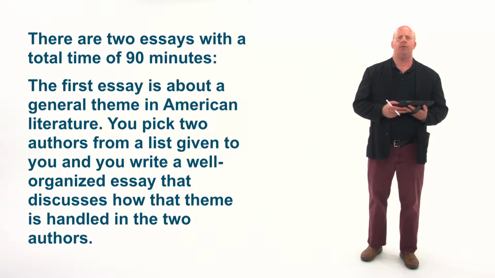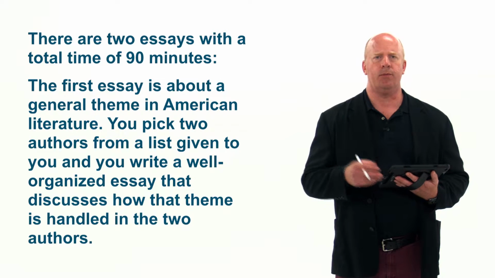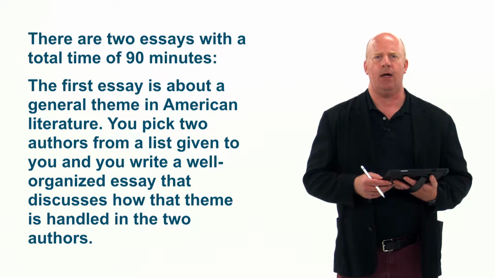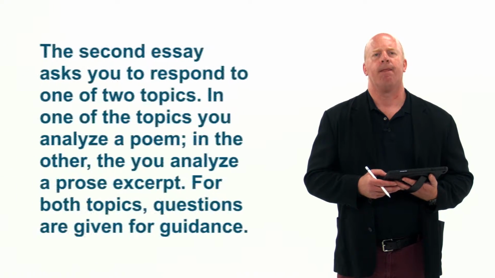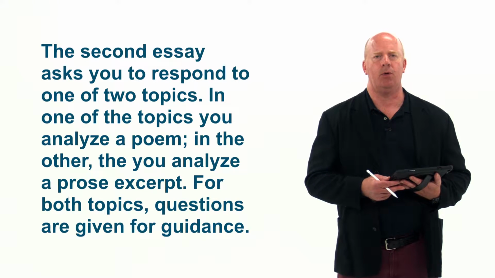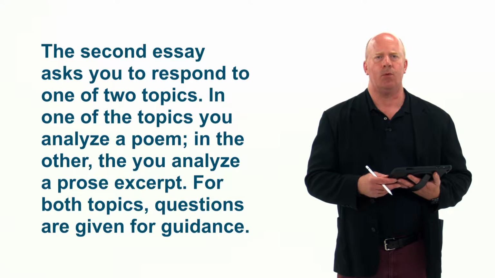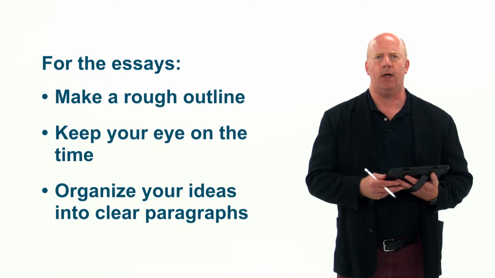So there's 2 essays written in a total time of 90 minutes. The first one is a general theme on American literature. You pick 2 authors from a list given to you, and you write a well-organized essay that discusses how that theme is handled in the 2 authors. The second essay asks you to respond to one of 2 topics. In one of the topics you have a poem, in the other you have a prose excerpt. So with both of these, you have some questions that are given to you for guidance.